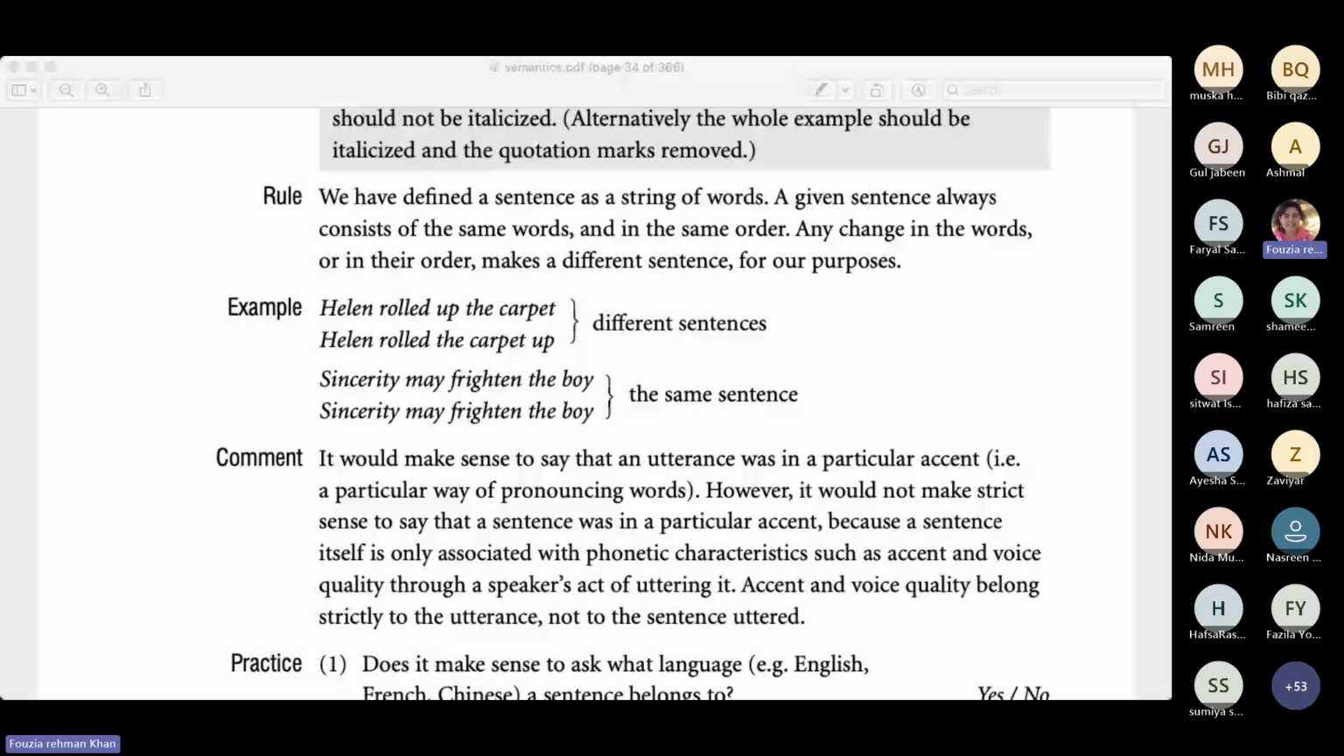Sitwat Ismail, please switch off your mic. Yeah, thank you. Someone is hammering at their home. What are you hammering? Nails?